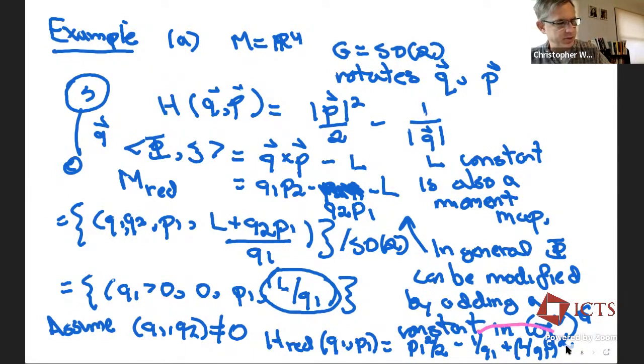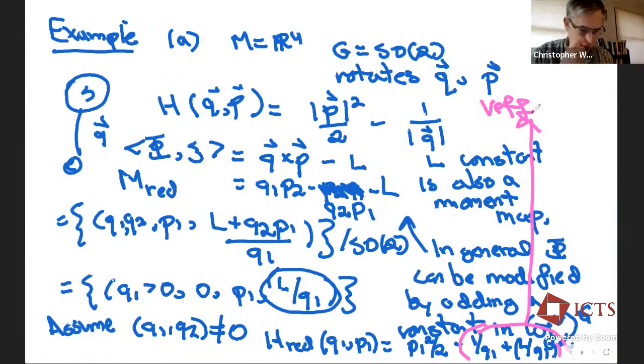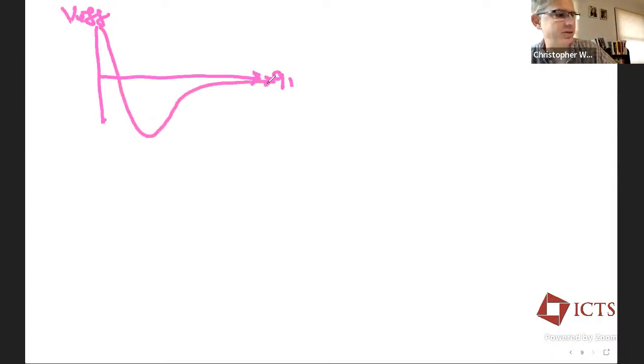So these terms here, this is what's usually called the effective potential, and it's just like adding on an additional term which appears when you reduce by symmetry. So if I now do the graph of this potential, Q1 will appear on one axis and the effective potential will be on the other. And then I have some picture which looks like this. And so now you see the classification of orbits into the different kinds.